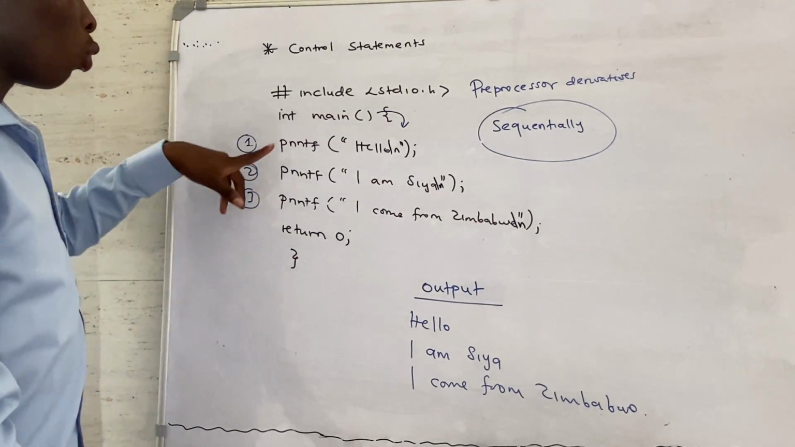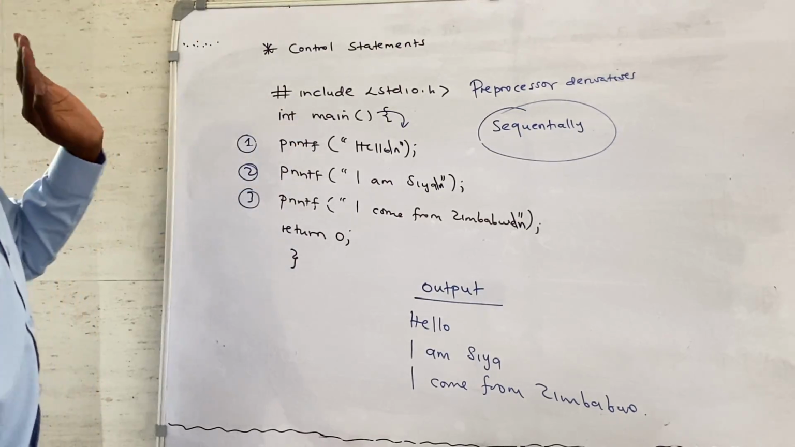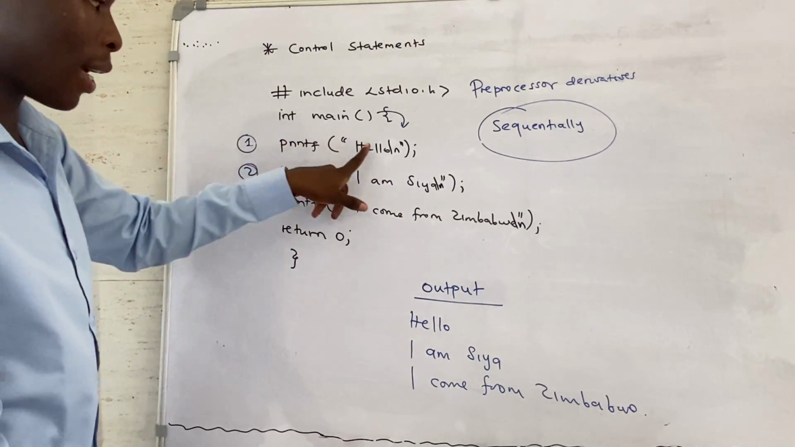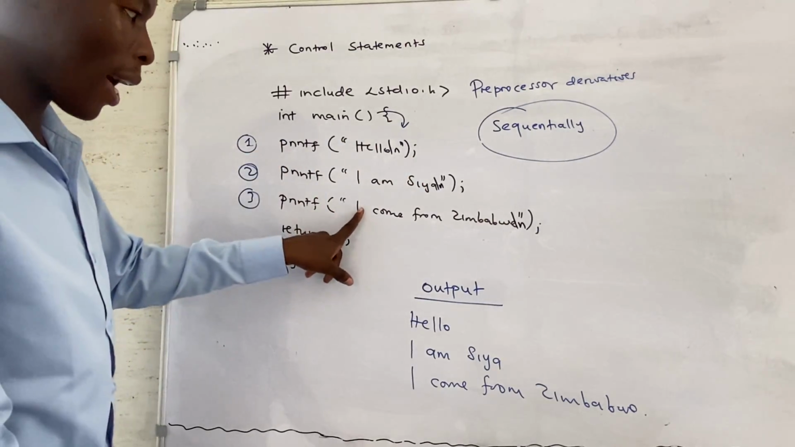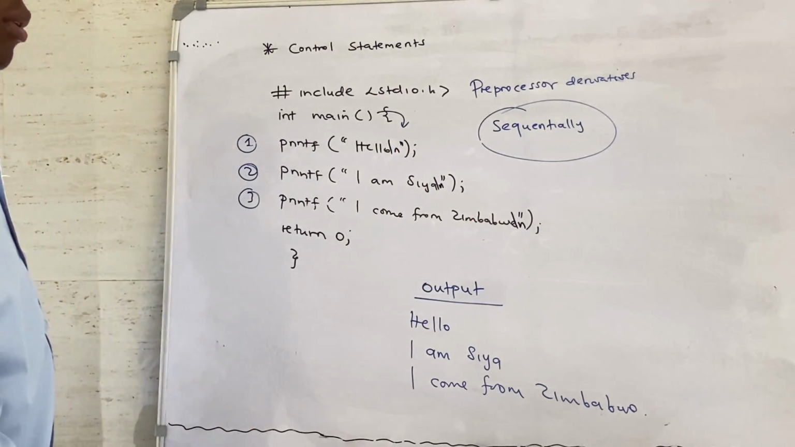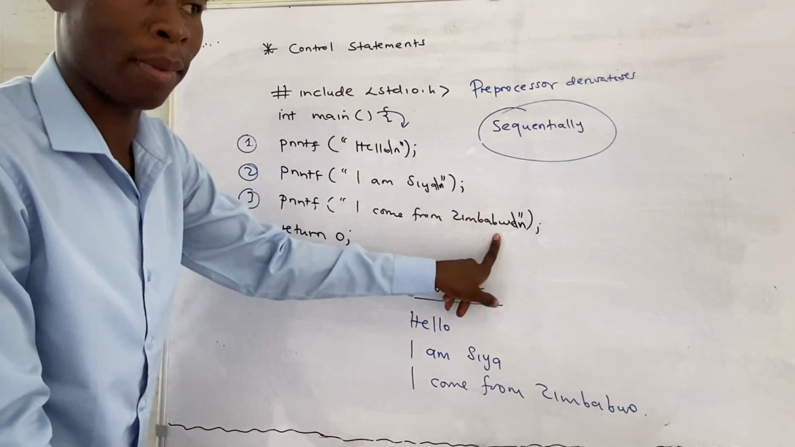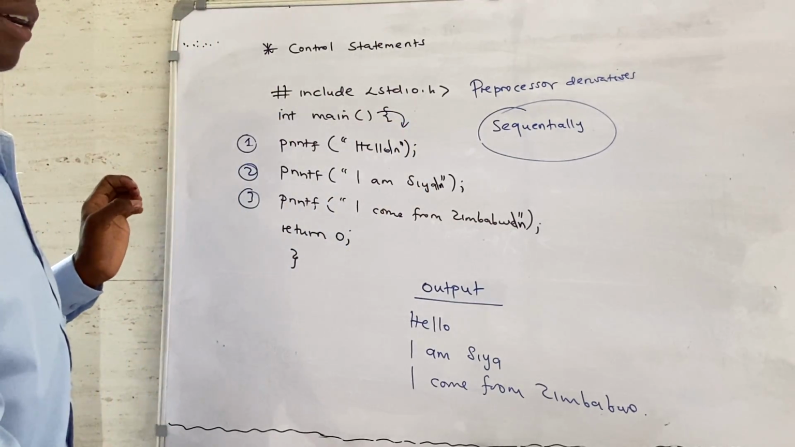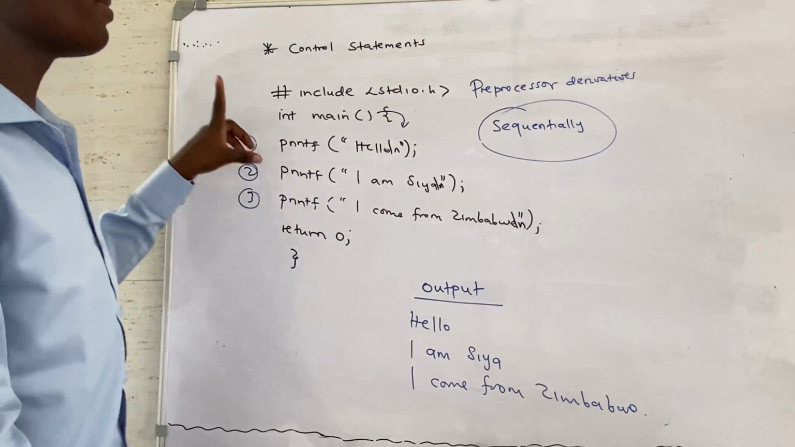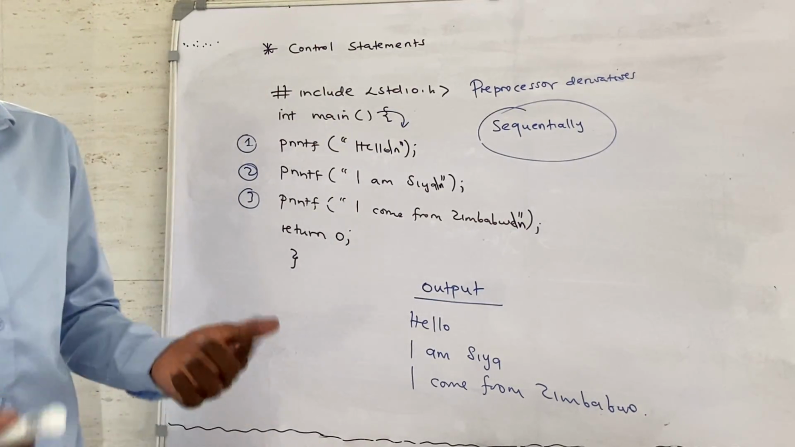Suppose you want to print this statement and this statement only. You want to print "Hello, I am Sia." You don't want to print "I come from Zimbabwe." Or you want to print "Hello, I come from Zimbabwe." You don't like to print "I am Sia." It means now you have to control the flow of the compiler.